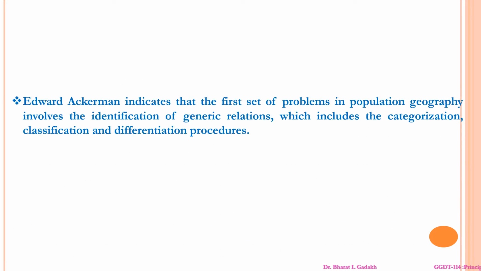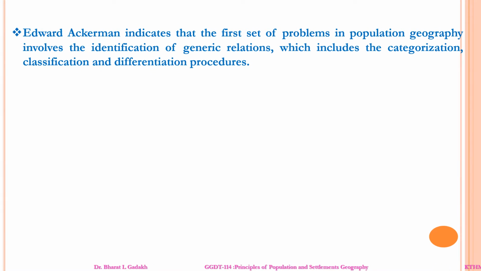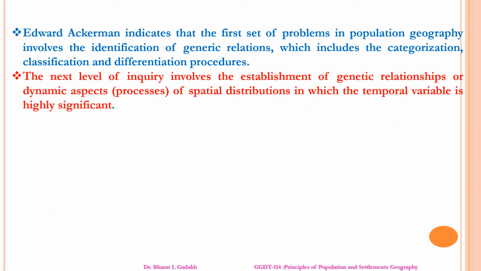The first set of problems in population geography involves the identification of generic relations, which includes the categorization, classification and differentiation of procedure. The next level of inquiry involves the establishment of genetic relationships or the dynamic aspect, meaning the process of spatial distribution in which the temporal variable is highly significant, which is very important here.